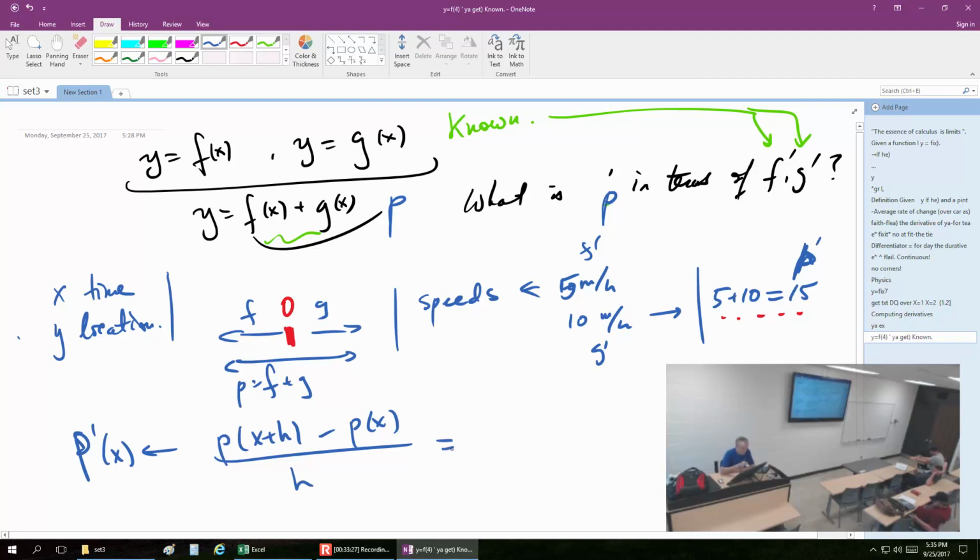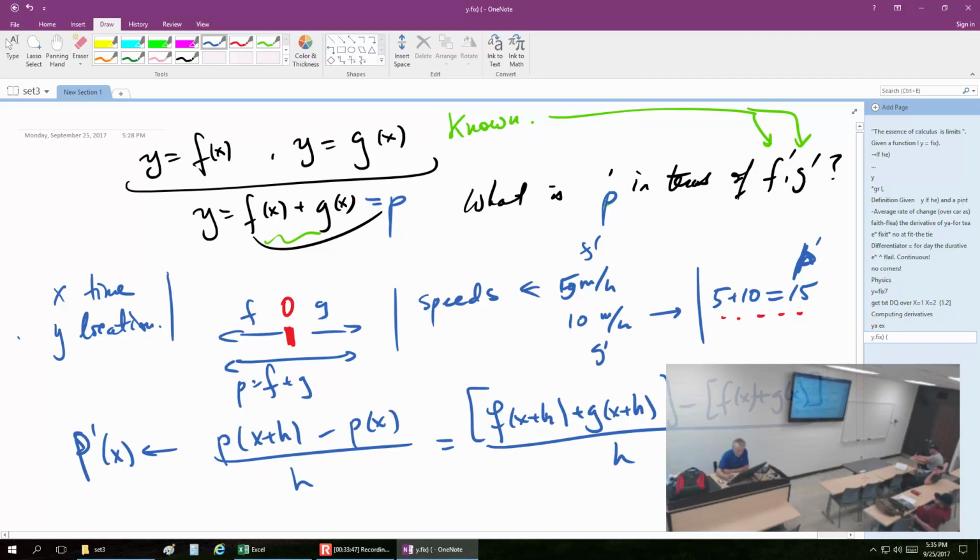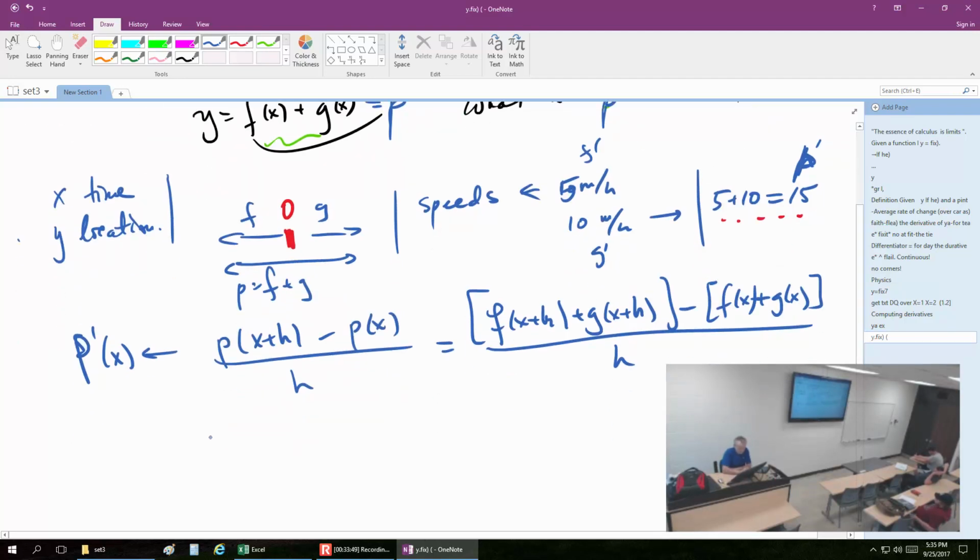But then I'll substitute what p is, f plus g, so it will be f of x plus h plus g of x plus h, minus f of x plus g of x. So you see what I'm driving at here? What do I do with that? What should I do with that expression?